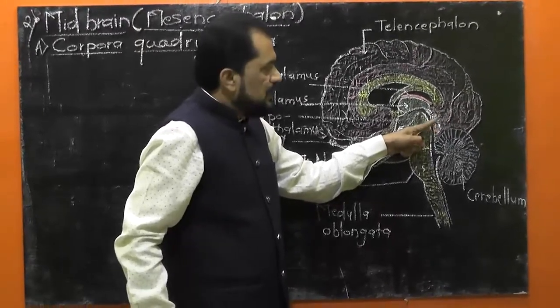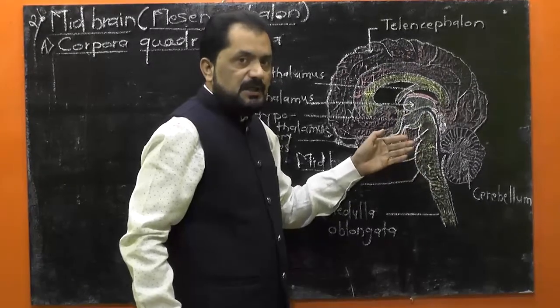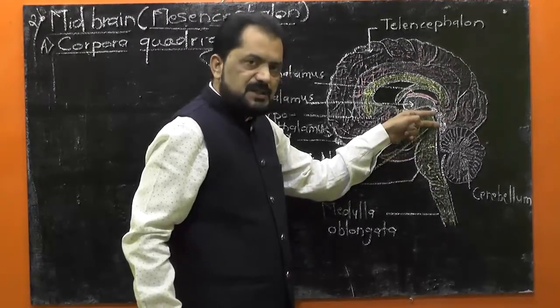Of course, this is the sagittal section and that's why only two structures are seen here.